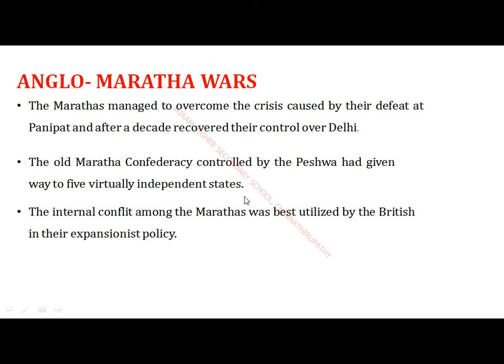These are all the neighboring regions to the Marathas. So the internal conflict among the Marathas was best utilized by the British in their expansionist policy. Here the last sentence gives a clear idea about the thought of the Britishers. They were willing to occupy the entire region of the Marathas.